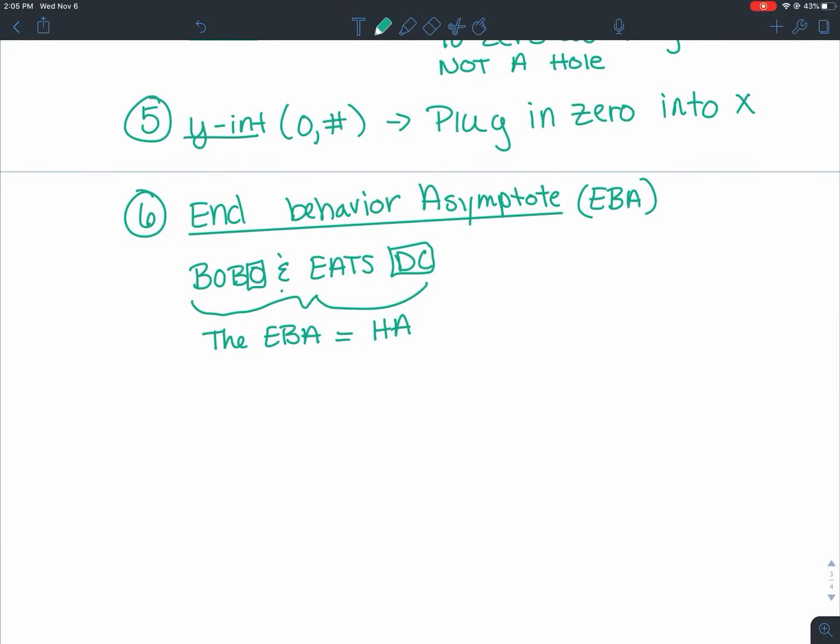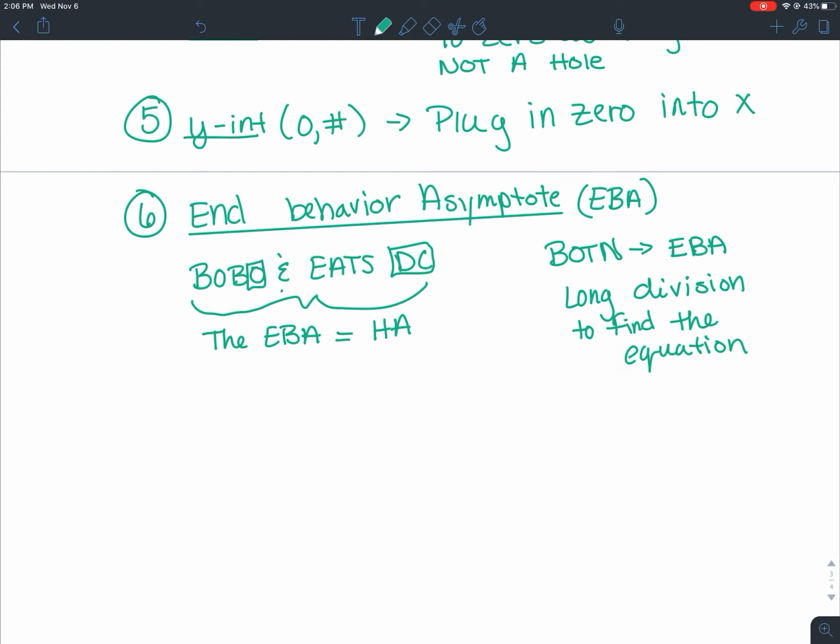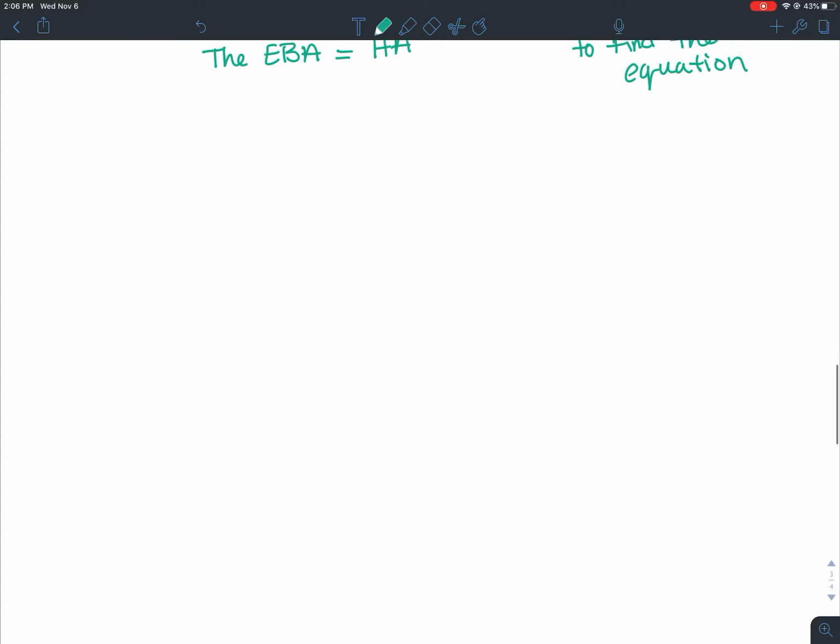But there still exists one when there's none. So if it's BOTN, in order to get the end behavior asymptote, you have to do long division to find the equation. Sometimes you can do synthetic, but sometimes you can't. So I always do long division. You have to do long division to find the equation. And the equation is everything without the remainder, okay? No remainder when you're finding that. So let's do an example. 2 examples, and then we're done.